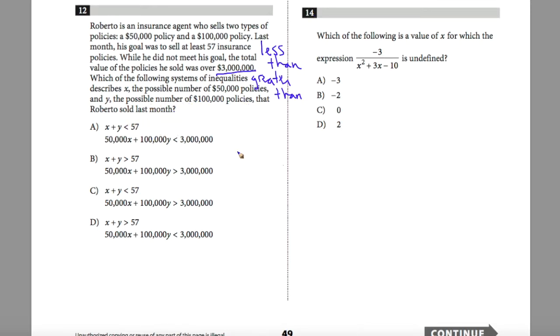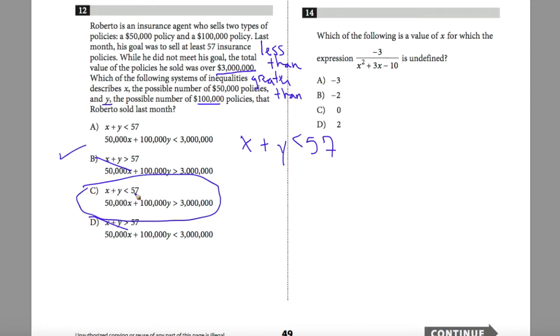So I know that X plus Y should be less than 57 because he did not meet his goal. So it's not going to be B and it's not going to be D. With respect to the 3 million, both of the policies together should be greater than 3 million, and the 100,000 should be connected to Y, and the 50,000 should be connected to X. So C is going to be my best possible answer for question 12 because X plus Y is less than 57 and 50,000 X plus 100,000 Y is greater than 3 million.